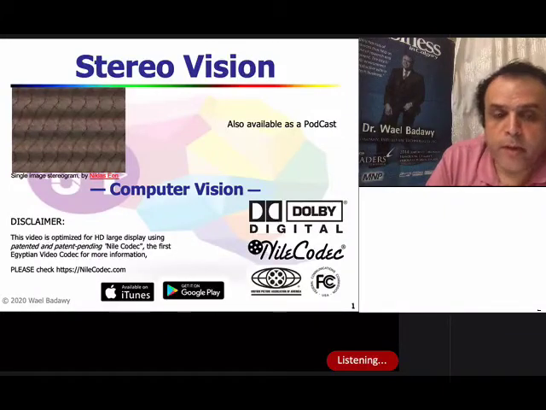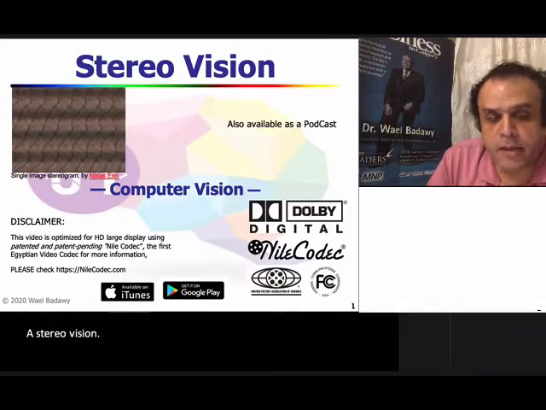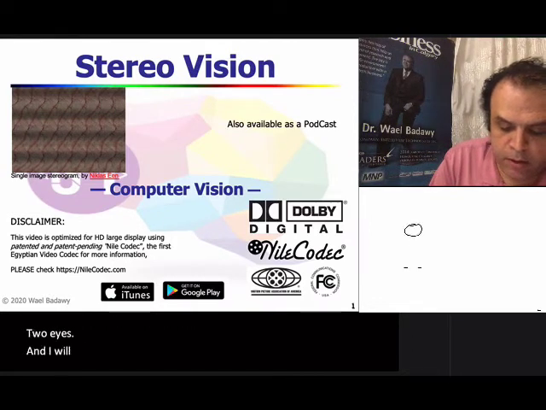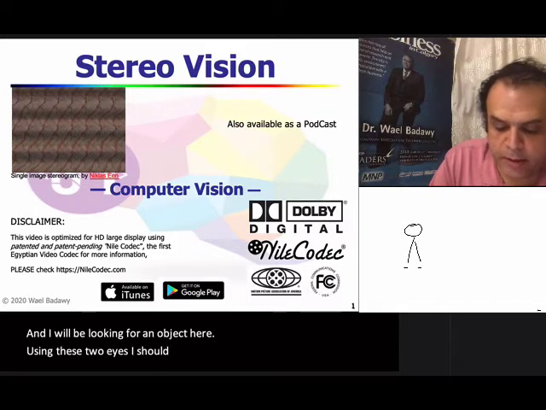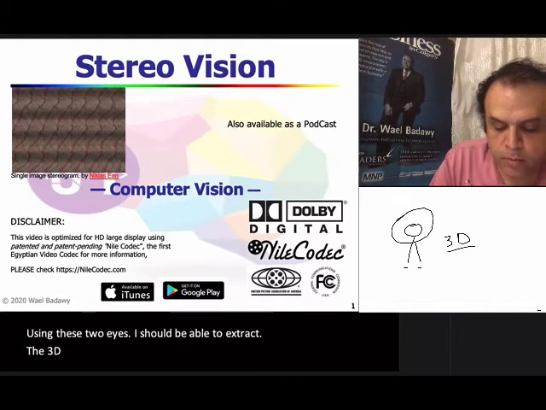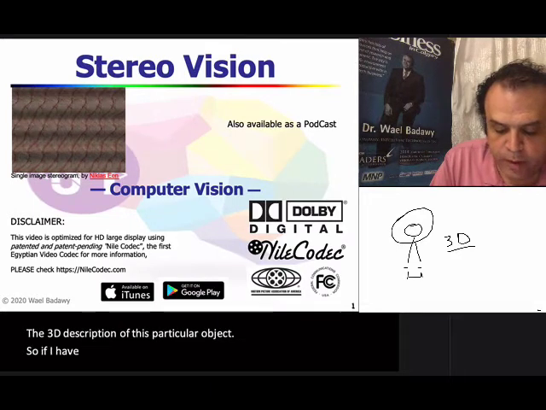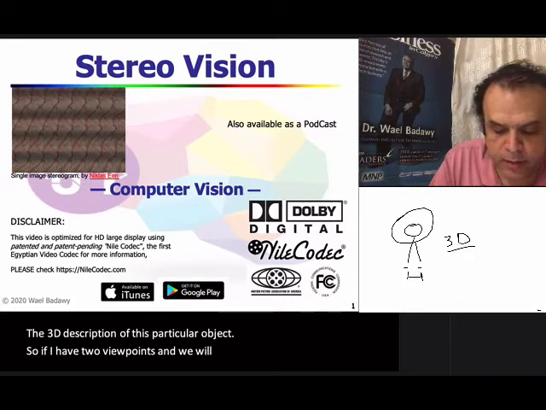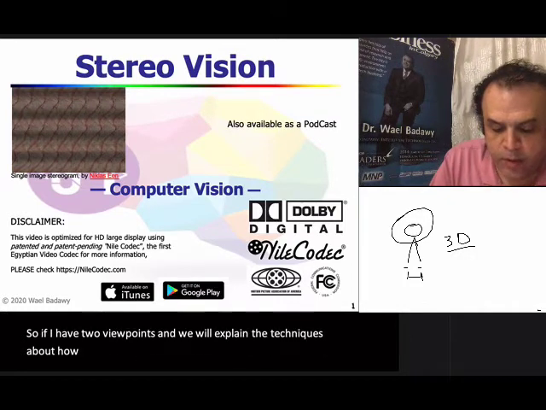Stereo vision. The concept of stereo vision is that if I have two eyes and I will be looking for an object here, using these two eyes, I should be able to extract the 3D description of this particular object. So if I have two viewpoints, and we will explain techniques about how to basically look at this point.